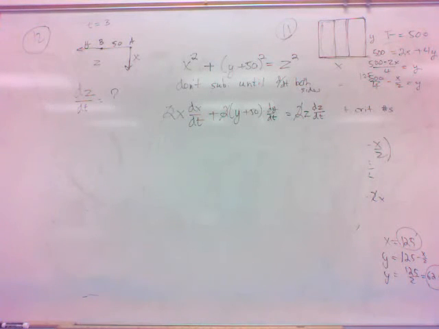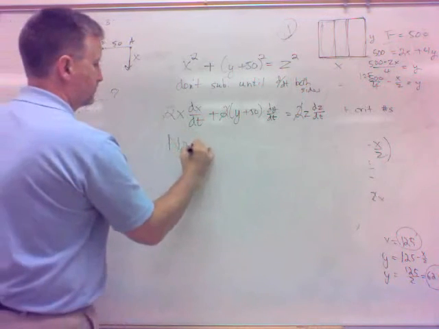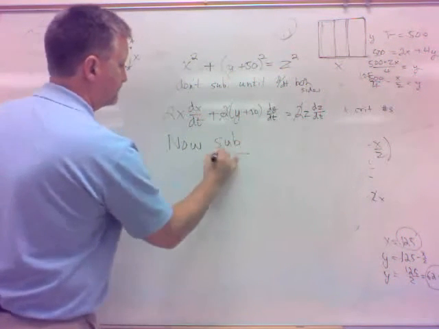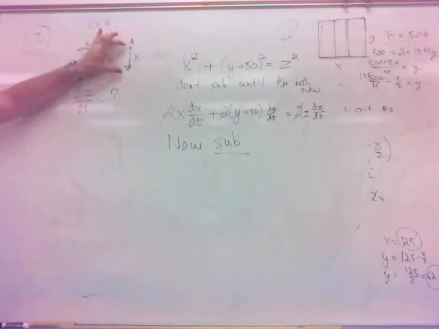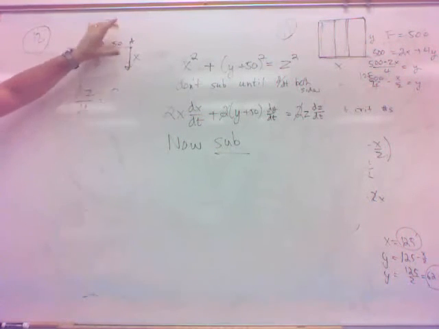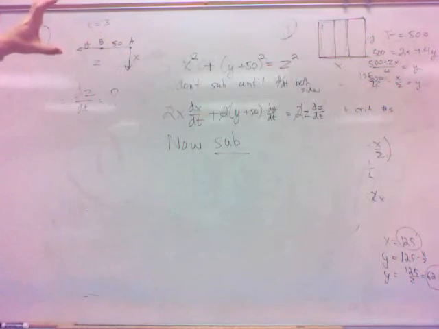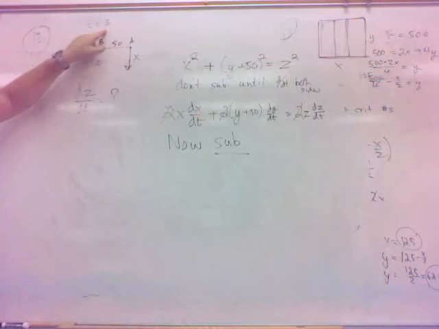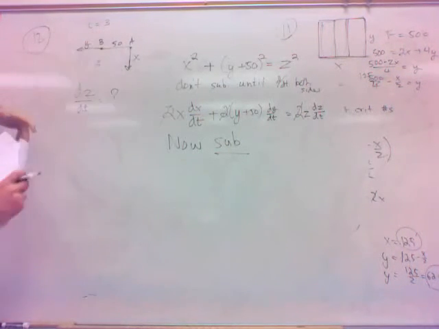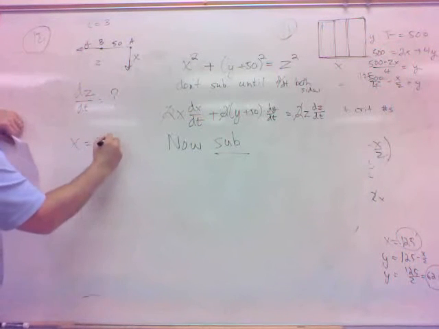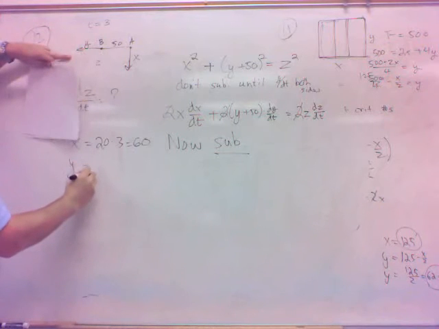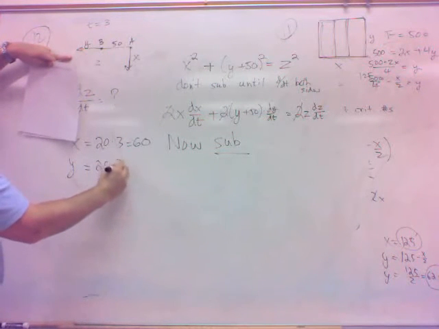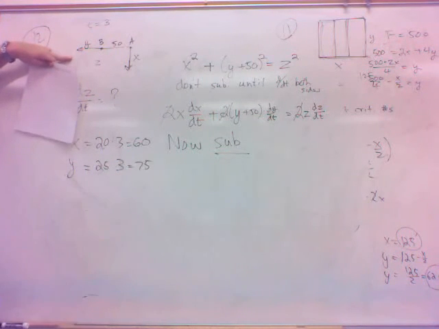Now we substitute. What's x? x is the distance A travels. What does it say A is going? 20 miles per hour, and x is 60. And y is 5 miles per hour times 3 hours. What about z?